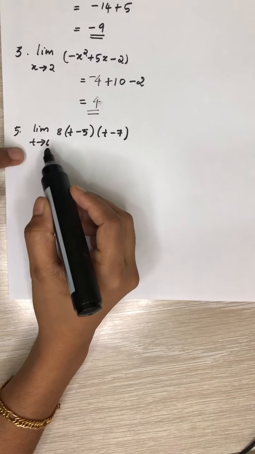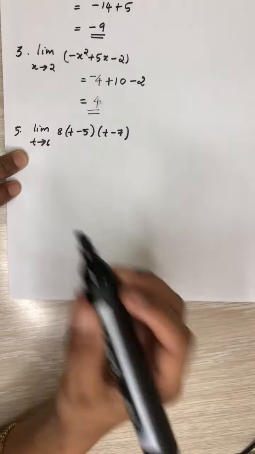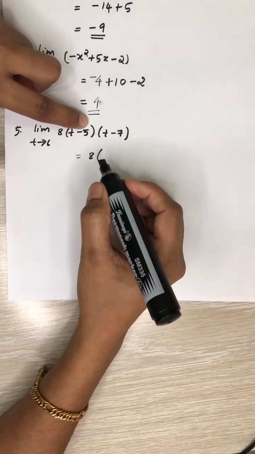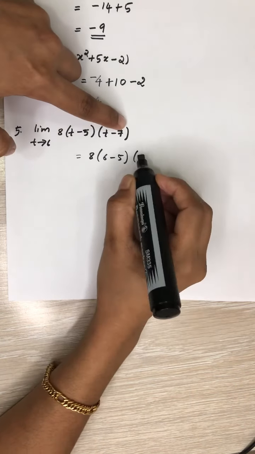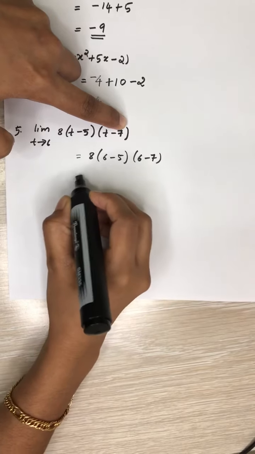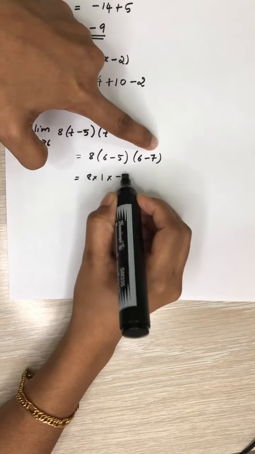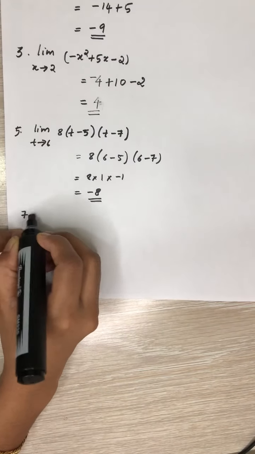Next, limit t tending to 6, 8 into t minus 5 into t minus 7 is equal to 8 into, t is 6, 6 minus 5 into 6 minus 7. That is 8 into 6 minus 5 is 1, into 6 minus 7 is minus 1, is equal to minus 8.